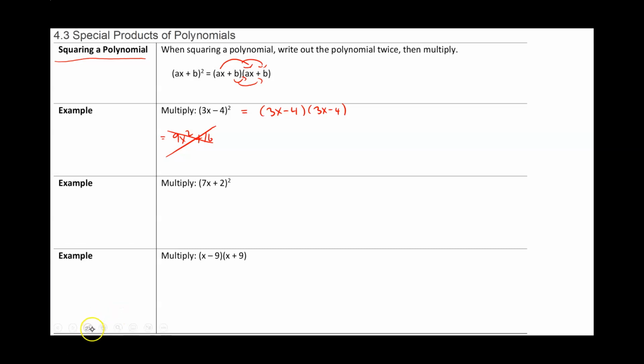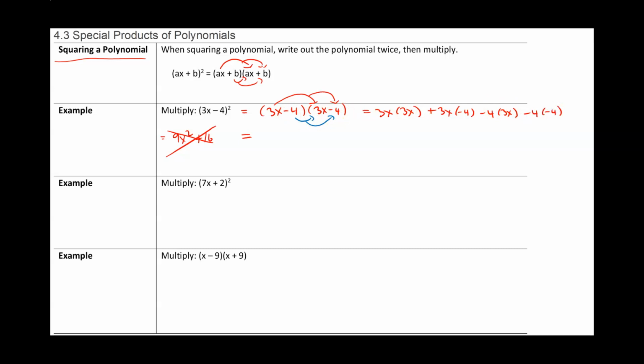Now here's what that looks like. First, I'm going to take the 3x and multiply it to both terms in the second parentheses. Then I do the same thing with the negative 4. If you want to, you can write it out the long way. So you can write 3x times 3x, and then 3x times negative 4, and then negative 4 times 3x, and then negative 4 times negative 4. That's one way of doing it.